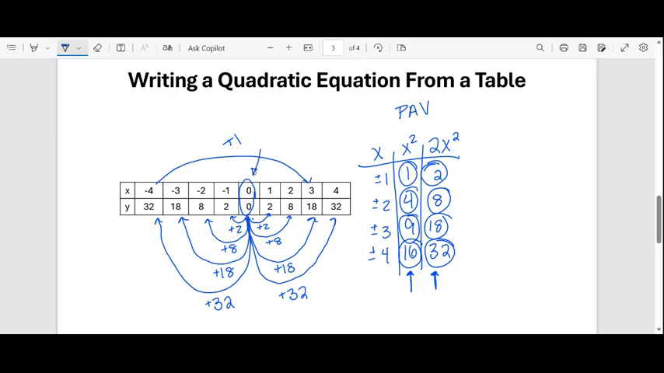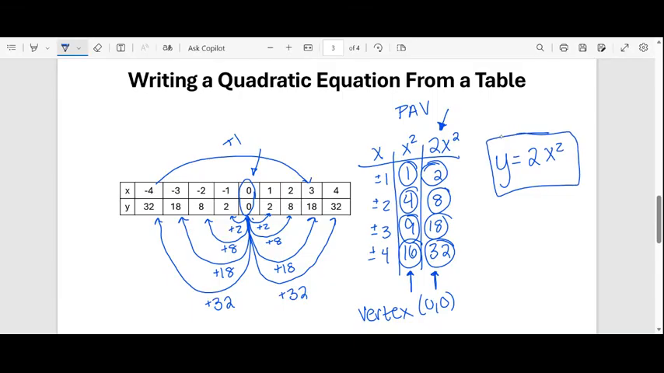Remember, my vertex is at 0, 0, so I can write that down. You don't even need to include that in the equation because if there is no vertex shift, it's obviously going to be right in the middle at 0, 0. So let's try to construct this equation. We're going to start with y equals our coefficient, which we determined from the pattern around the vertex was 2, and this is an x squared. We do not need to write plus or minus 0 because it starts in the center, if there's nothing adding or subtracting to the x value.